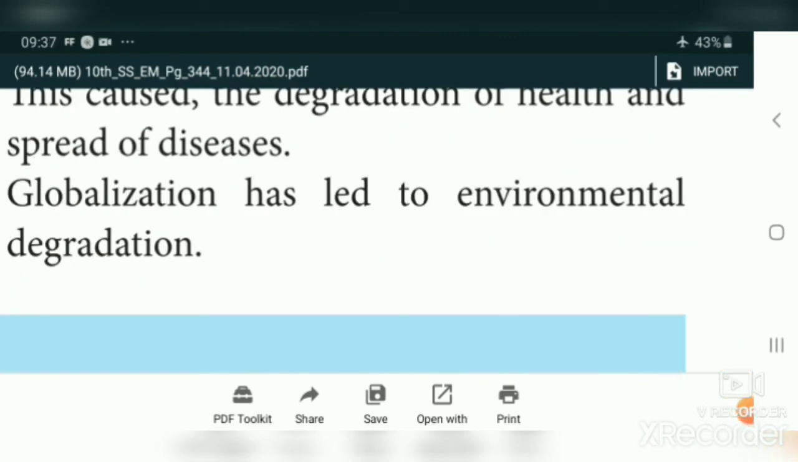The last challenge of globalization is environmental degradation. If we are overusing the natural resources, that leads to environmental degradation. These are the challenges of globalization. Students, we have completed Unit 2 in economics.